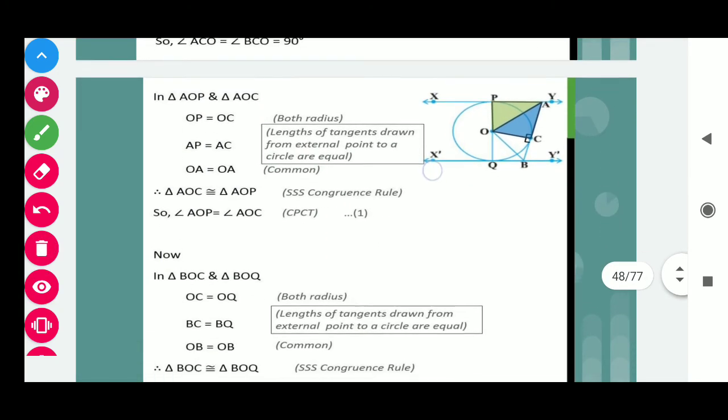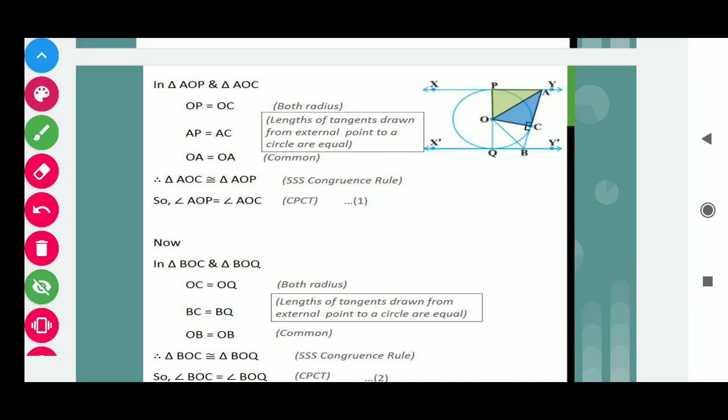Now students, first look at the shaded two triangles, green and blue. We need to prove these two triangles are congruent. So students, for that we need to find the three conditions. First one is OP is equal to OC, both are equal in length because of the radius. Similarly, AP is equal to AC because the lengths of tangents drawn from an external point are equal. And here OA is common to both the triangles. In this way, these two triangles are congruent by the SSS congruence rule.